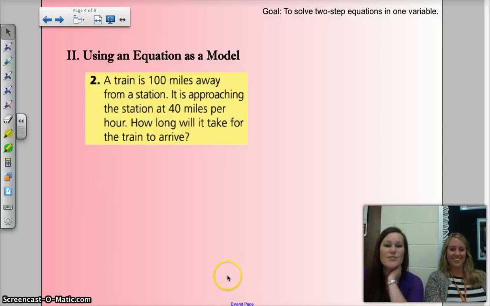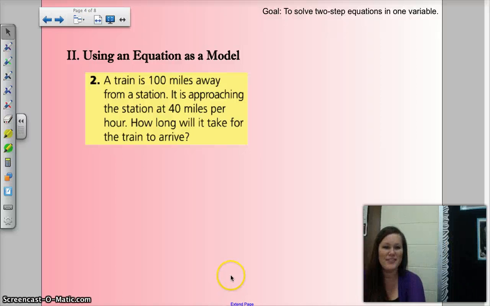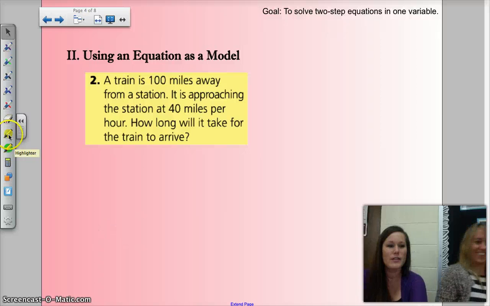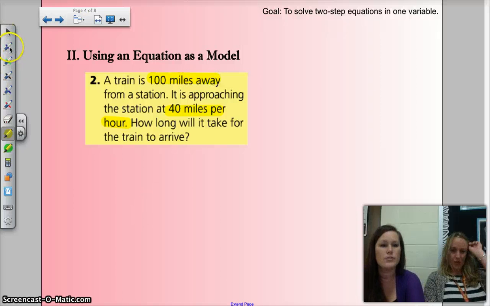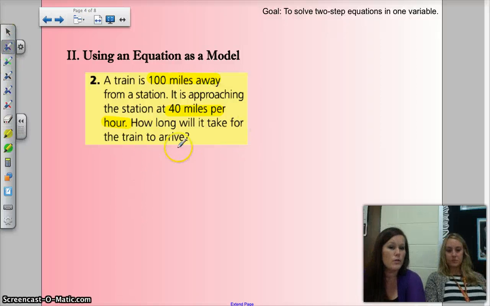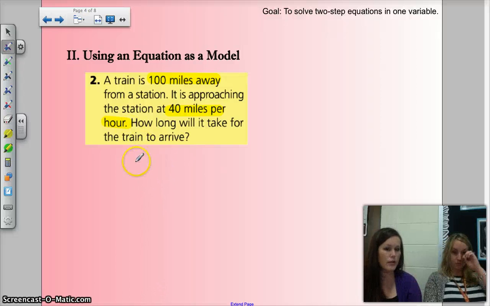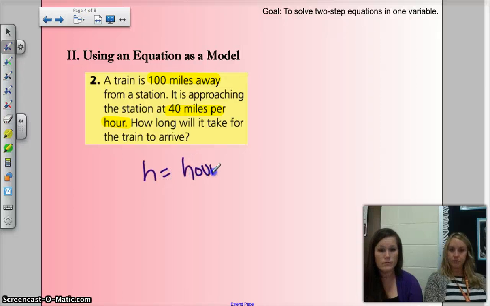A train is 100 miles away from a station. It's approaching the station at 40 miles per hour. Let's highlight some of this. 40 miles per hour, and we're 100 miles away. How long will it take the train to arrive? So first, we need to define a variable, right? And we're trying to figure out hours. How long will it take for the train to arrive? So we're figuring out hours.